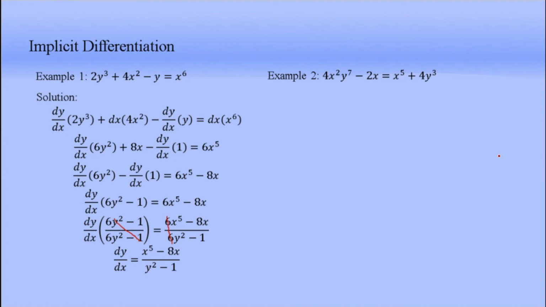Another example is this. 4x squared y raised to the 7th power minus 2x equals x raised to the 5th power plus 4y cubed. So again, we're going to find the derivative of every term. So dy dx times 4x squared y is raised to the power, so it's 4.